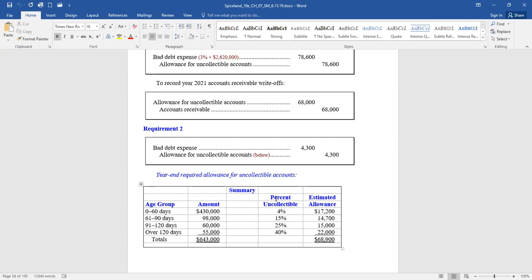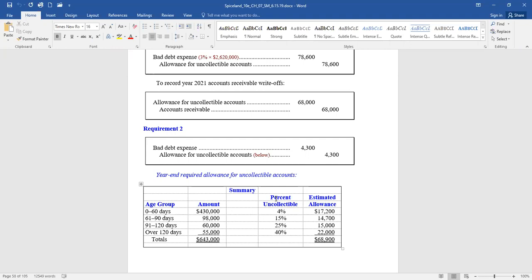Anyone whose sale occurred 61 to 90 days ago and who has not paid their bill yet, that balance will appear in the 61 to 90 day column. The total amount of those items is $98,000. The total balance of accounts receivable that is 91 to 120 days old, so it's been almost 4 months since the sale, 3 to 4 months, is $60,000. And those over 120 days old totaled $55,000.